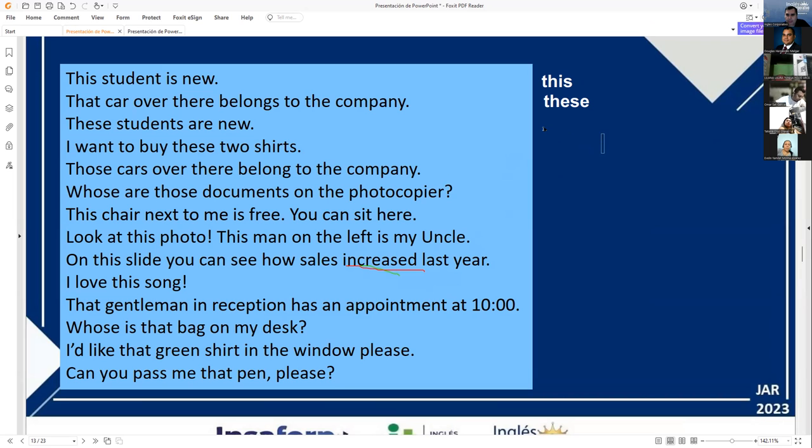Increase last year. Okay. So that is what? Singular, right? The pronunciation of this one is those. So we say pronouns this, pronouns these, pronouns that, pronouns those. Those, that, these, this, this, these, that, those, that, these, this. Okay, so we're going to leave this.